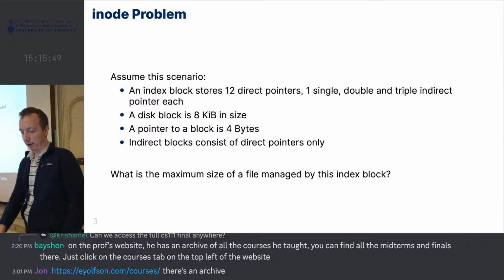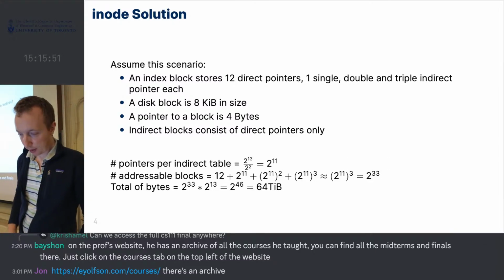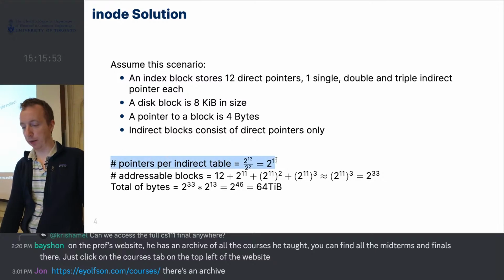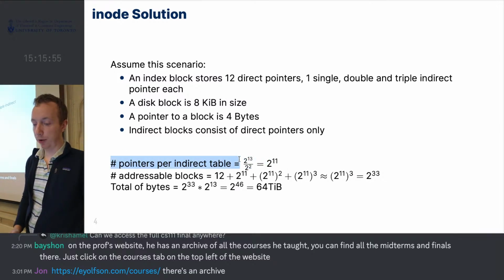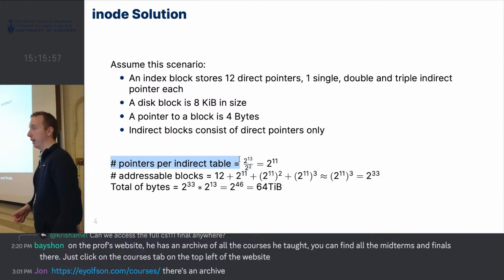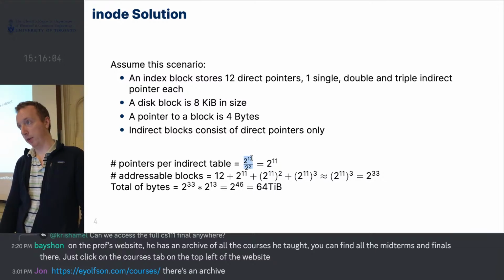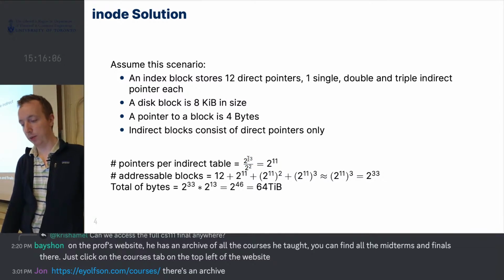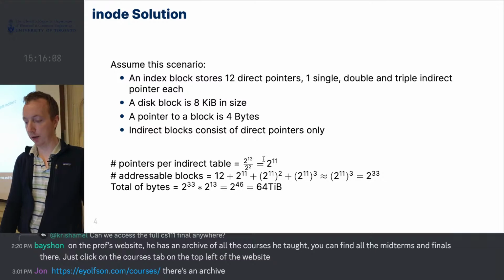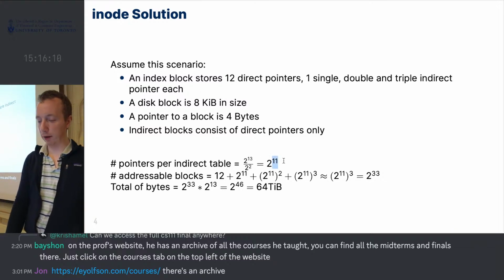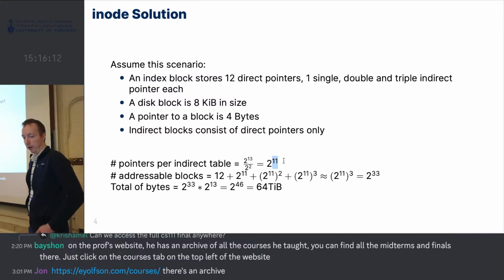supported by this. So, in this case, we can figure out, like we did before, how many pointers we actually can fit on a single block or in our indirect table. So it is the block size, which is 2 to the 13, divided by 2 to the 2, which is our pointer size. So we can fit 2 to the 11 pointers on a single block.